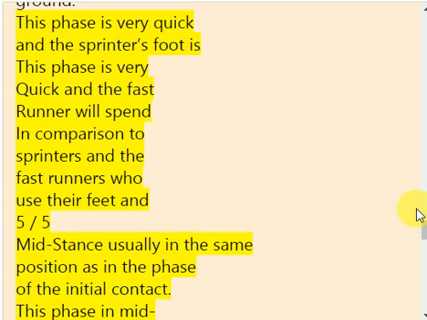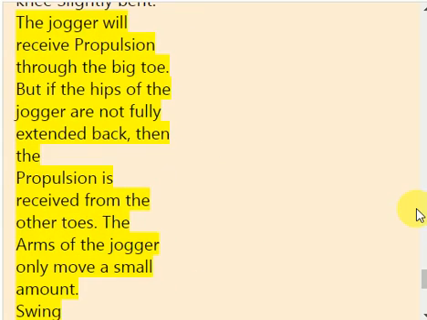Propulsion. This phase sees the hips of the sprinter extending back, ready to propel him forward to take off. His arms simultaneously swing at full power to help him. The fast runner receives propulsion through the big toe with his hips extended back and knee slightly bent. The jogger will receive propulsion through the big toe, but if the hips of the jogger are not fully extended back, then the propulsion is received from the other toes. The arms of the jogger only move a small amount.